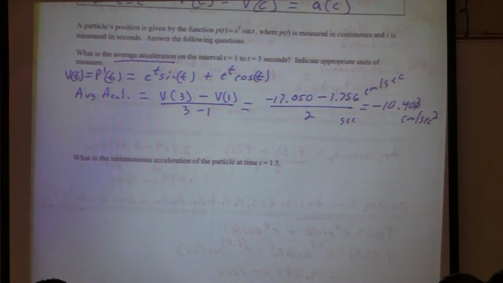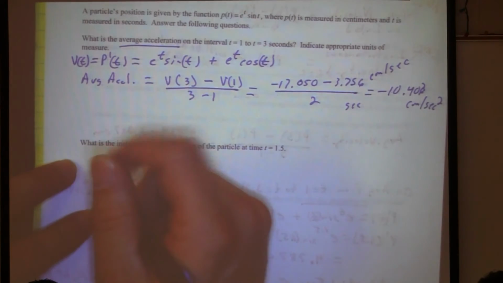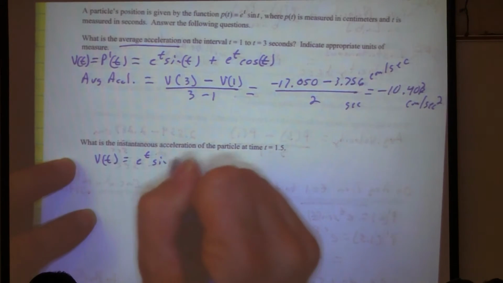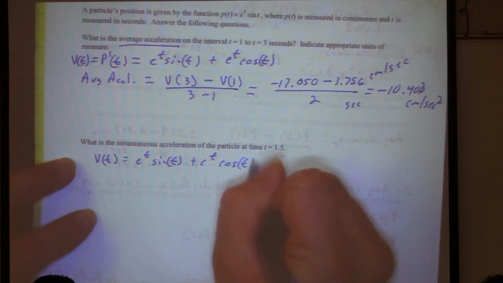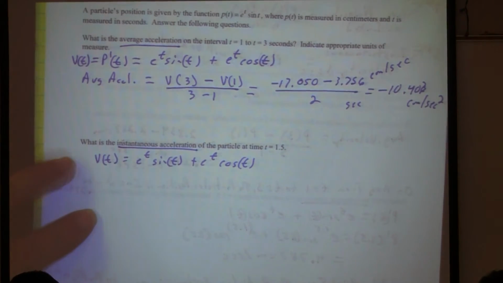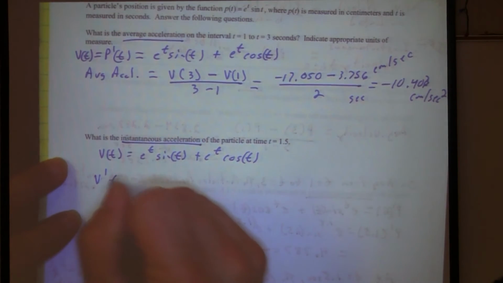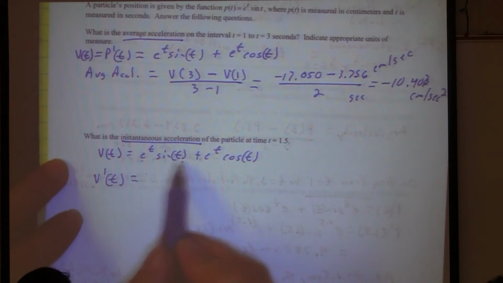Alright, whatever. Maybe they just want to hear me teach. What is the instantaneous acceleration? So now we need v prime. Okay. So we know v of t is e to the t sine of t, plus e to the t cosine of t. So in order to find instantaneous acceleration, we need the first derivative of the velocity. So we want v prime of t. So let's do it. Can I do it by hand? What's the derivative of this guy? e to the t sine of t, all of that, right?